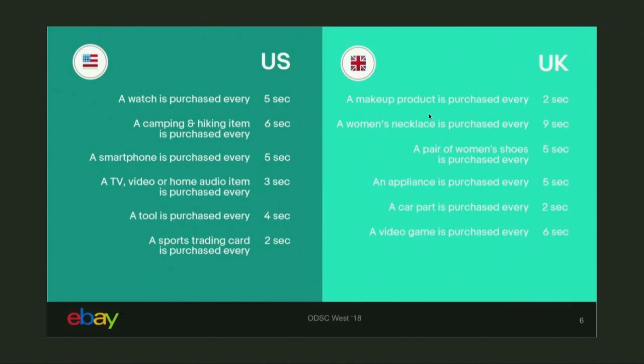Or maybe you want to have a specialized experience just for, let's say, sports trading cards, right? These are avid collectors. So even though it may not be in the number one traffic, maybe you want to create a special experience for them. So that's the way we look at the data at eBay. Look at the traffic, and prioritize different categories.